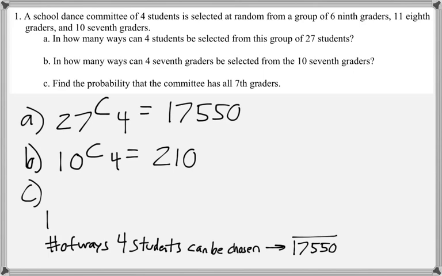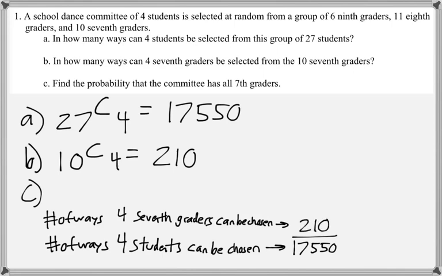And then on the numerator is going to be the number of ways that 4 7th graders can be chosen. And that is part B, which is 210. So then we just need to reduce this fraction. And our final answer will be 7 over 585.